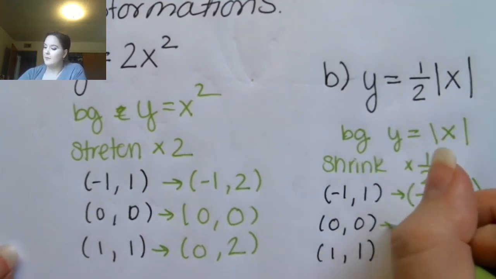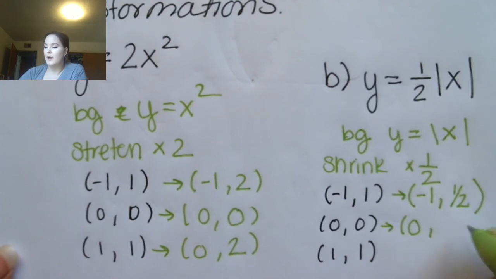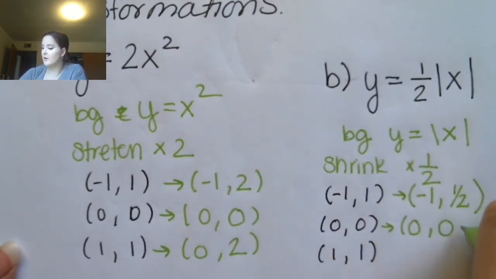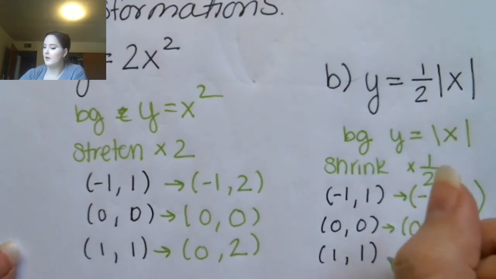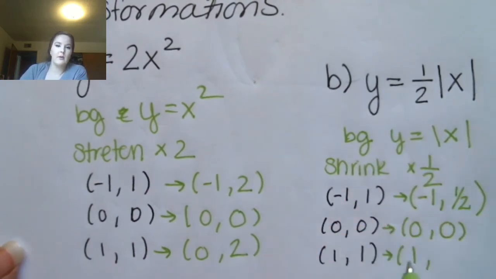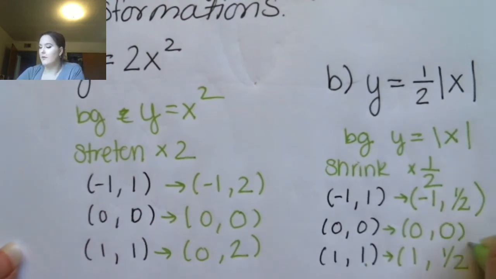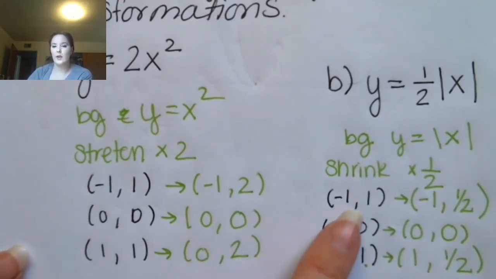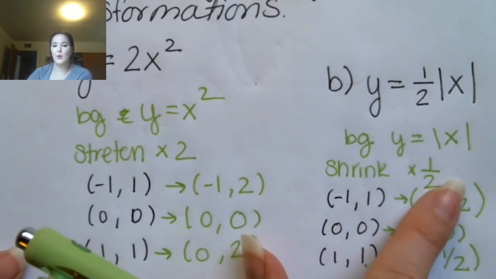My x coordinate's exactly the same. My y coordinate is half of 0. Half of 0 is still 0. Here, my x coordinate's exactly the same. My y coordinate is half. Half of 1 is 1/2. So these are going to be my new key points: x coordinates exactly the same, y coordinates are half.